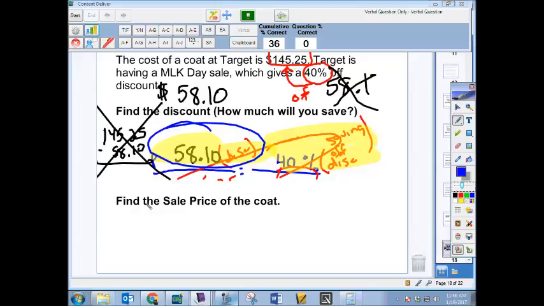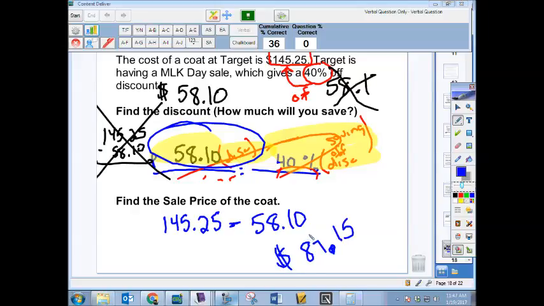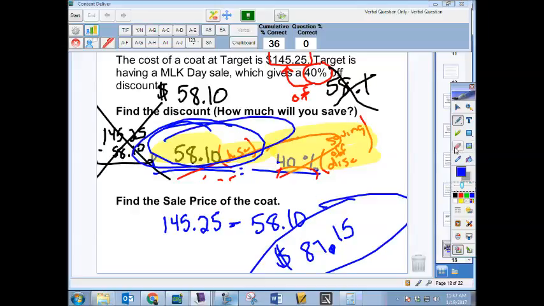What are you going to have to do here? What are you going to have to do now? Come on, guys. Okay, what are we going to do, though? Yeah. We are going to take the original price of that jacket, and we are going to subtract the discounted amount. Because we need to figure out how much we're going to pay for that coat. You need to subtract that. I don't know what it gives you, 88 something. $87.15. Okay? Everybody understand that? This is the sale price. This is the discount.